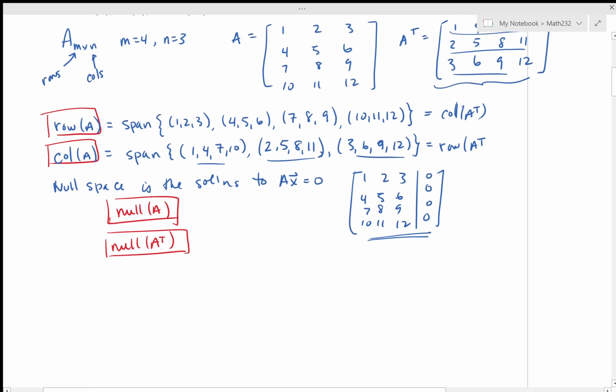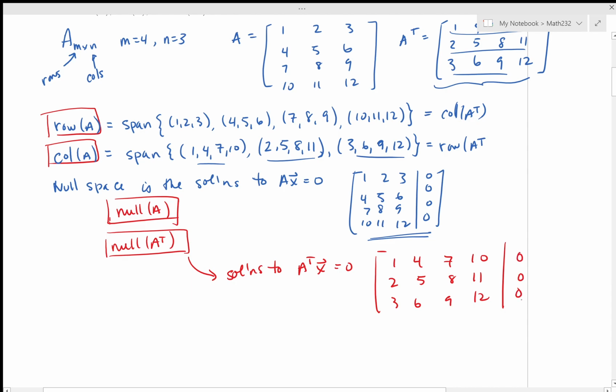When we find the null space of A transpose, we are looking at solutions to A transpose X equals 0, and our augmented matrix will look like this: 1, 4, 7, 10; 2, 5, 8, 11; 3, 6, 9, 12. The null space of A transpose is not equal to the null space of A. So that gives us our 4. The boxed ones there are the 4 fundamental spaces of a matrix.